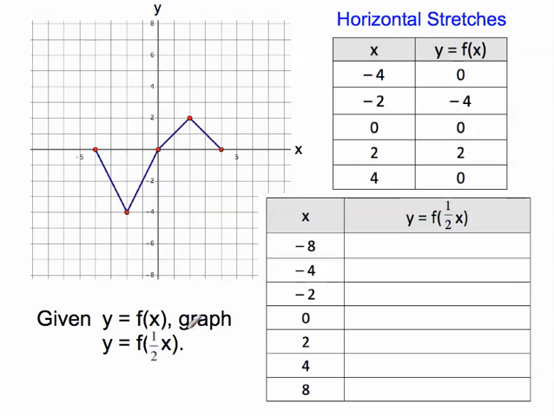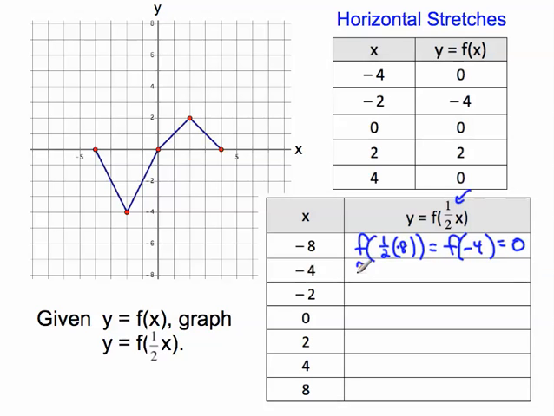Now, given the same parent function, we're asked to graph y is equal to f of a half x. So again, we need to take the x values that we're given here on the left of the table of values, plug them in for x, multiply them by a half, and then plug them into the function shown on the graph. So when x is equal to negative 8, we're looking for f of a half of negative 8, which is equal to f of negative 4, which is equal to 0 from above.